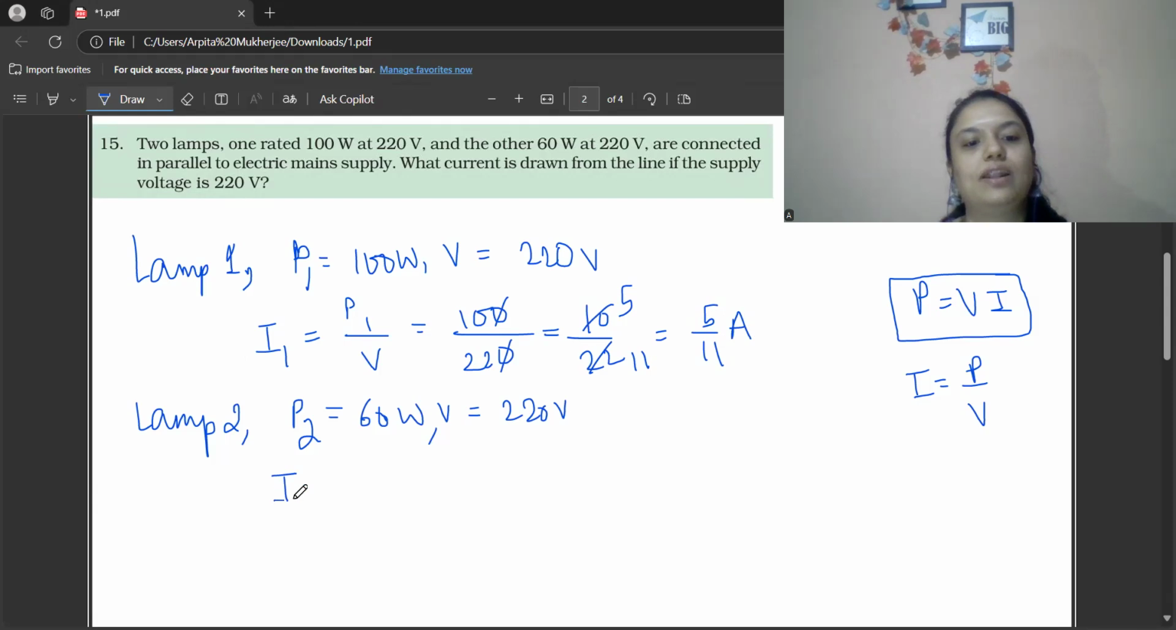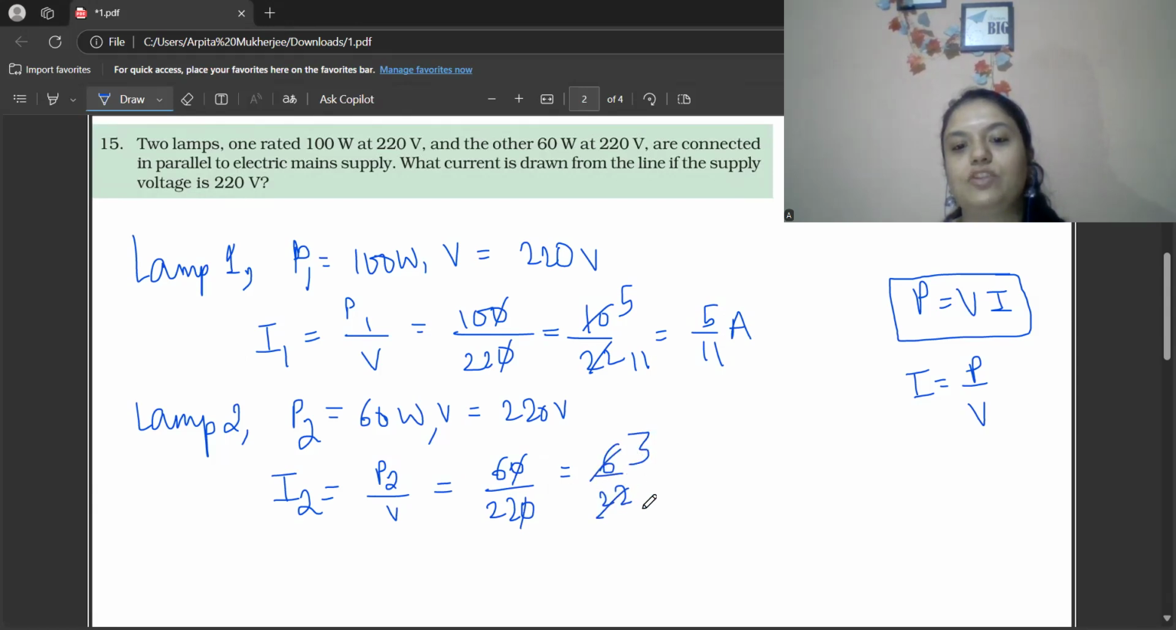Next, for the second one, I2, in the same way I take P2 by V, which is 60 divided by 220 volt. The zeros cancel, which is 6 by 22. Cancelling by 2, it comes out to be 3 by 11 ampere.